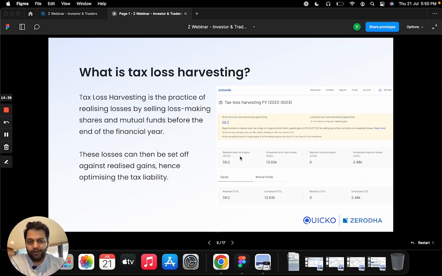So, like you can see here, in this particular instance, we have realized short-term gains of 59 rupees. We have unrealized. What is realized versus unrealized? Realized means you have already liquidated this position.